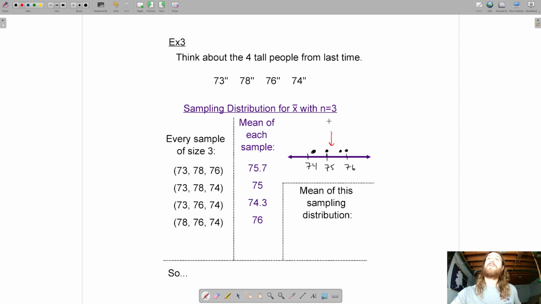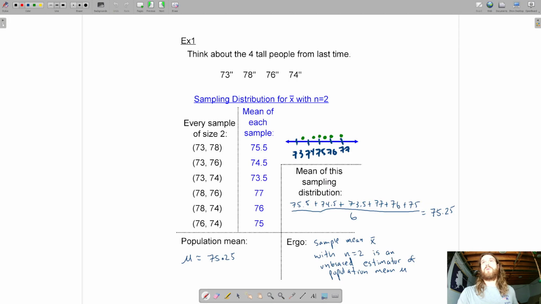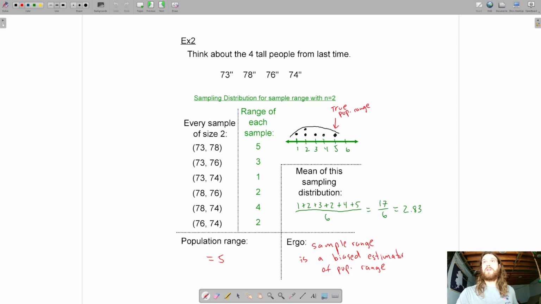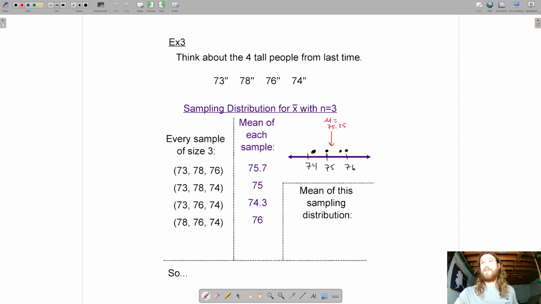We know that it is 75.25. So mu equals 75.25. We already know that. If we increase the sample size, what did that do to the spread between those two? Well, here I was going from the lowest value of 73.5 up to 77. And here we went from 74.3 to 76. So here we're looking at how spread out the sampling distribution is, and it got much tighter.